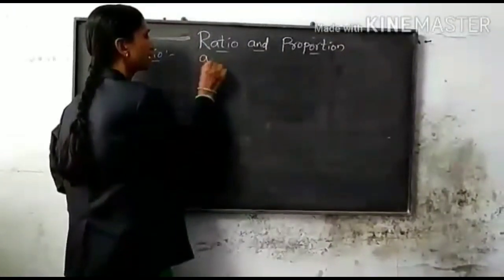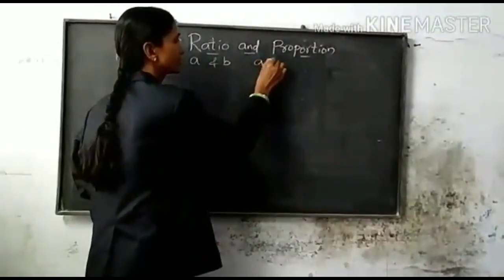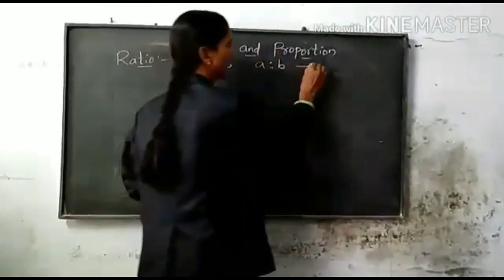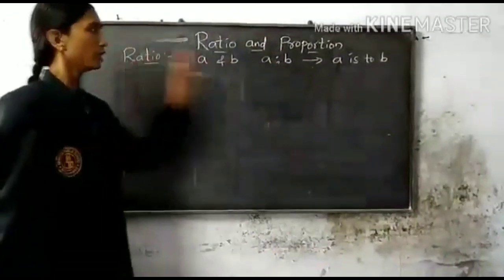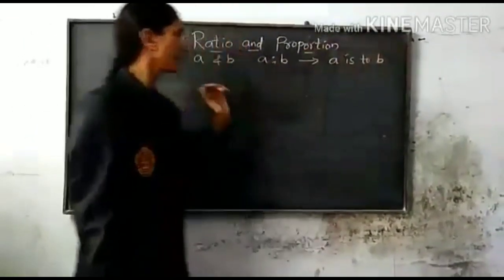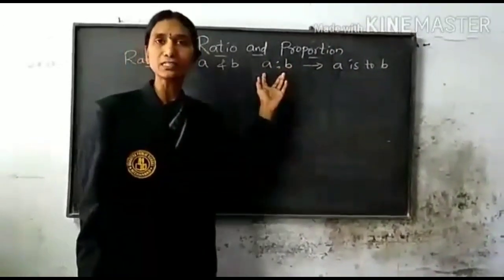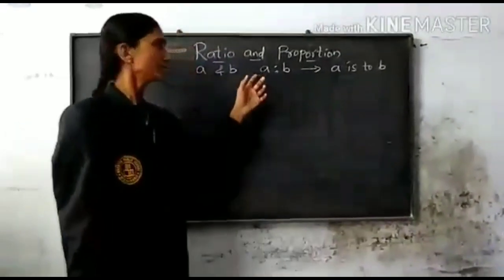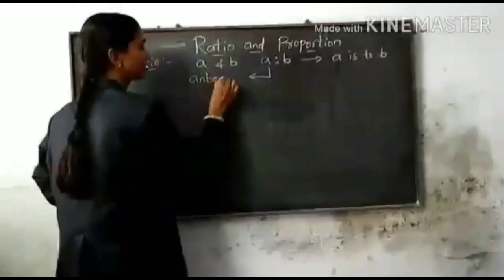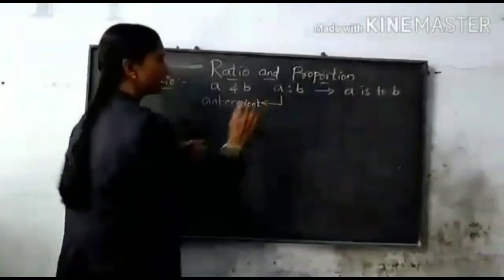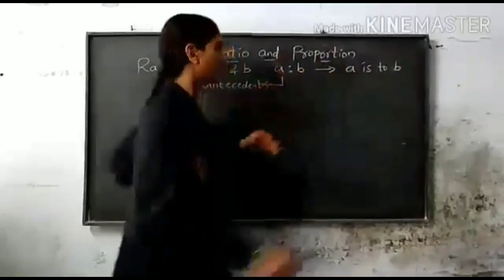In general, let me take A and B as two quantities. We write it as A:B, and we read it as A is to B. This is the symbol for ratio. These two quantities are called the terms of the ratio. Here, the first quantity A is called the first term or antecedent, and the second quantity B is called the second term or consequent.